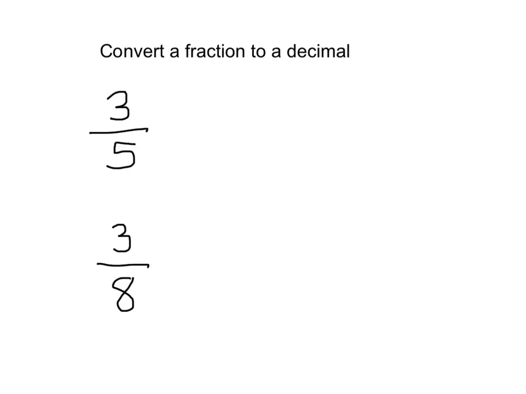Let's start our lesson by converting a fraction to a decimal. So, do you remember how to do this? In order to convert a fraction to a decimal, you take the numerator, in this case the 3, and you divide it by the denominator, which is the 5. So I set up my division box. I can put 3 inside, 5 on the outside, place my decimal.